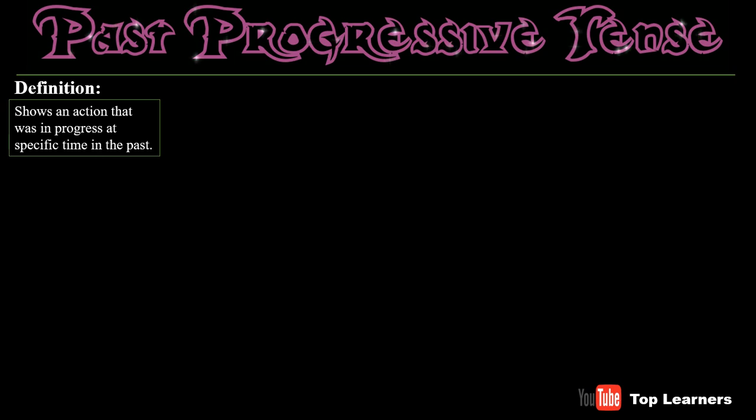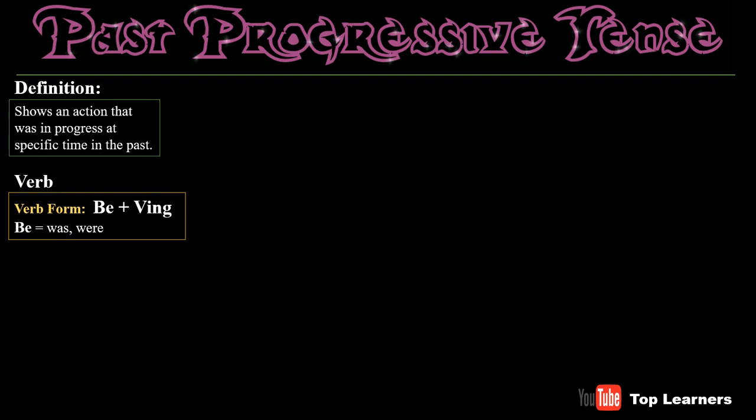So we have to know the verb form in this tense. So the verb form in past progressive is be plus verb ing. But do not forget here, when we say be, it is not is, am, are. This be is was and were. It means the to be verb for past progressive tense is was and were.